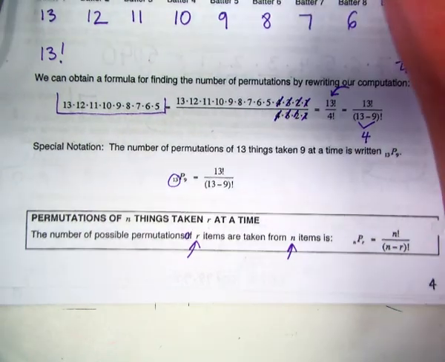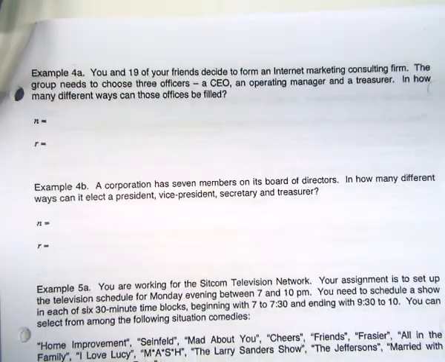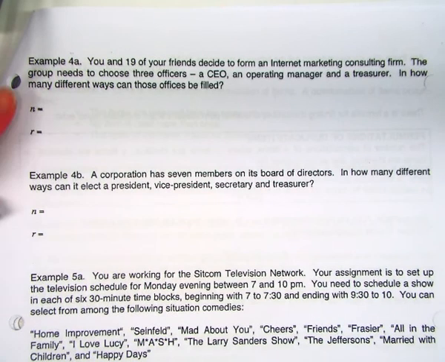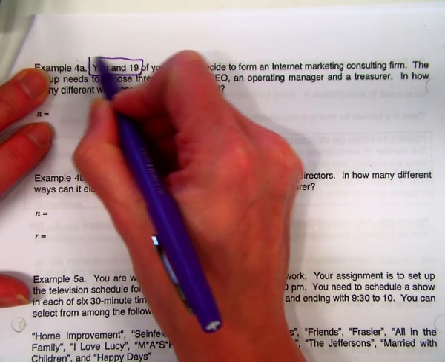Or let's try one and I'll show you both ways. Example 4 on the next page. You and 19 of your friends. When you're talking about you and 19 friends, how many people is that? 20.